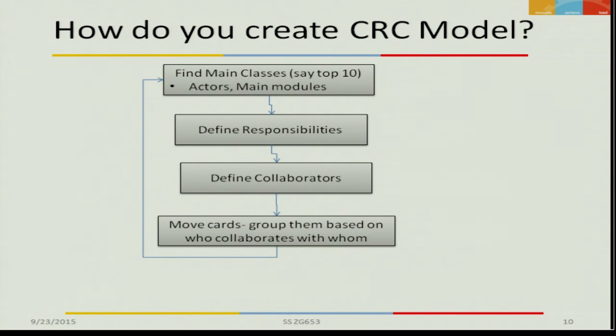Then you basically move the cards, again group those cards based on who collaborates with whom, and then iterate it again, because in the next iteration the cards that you have created, some of them may have to be discarded, some you may have to split into multiple classes, some may have to modify. So this is how it continues in a loop, and then after some time it becomes more or less stable. Then those are your set of high level classes or components.